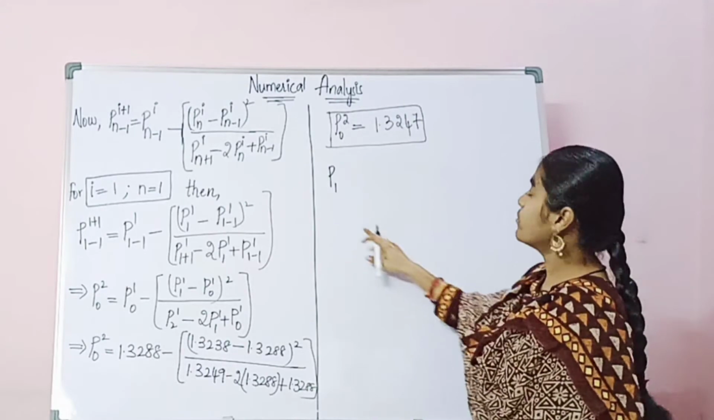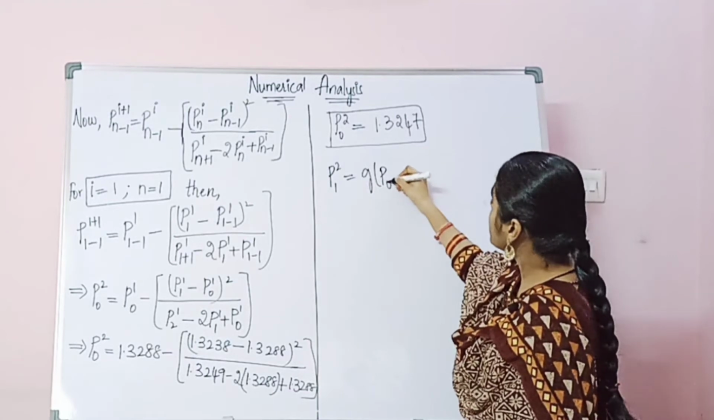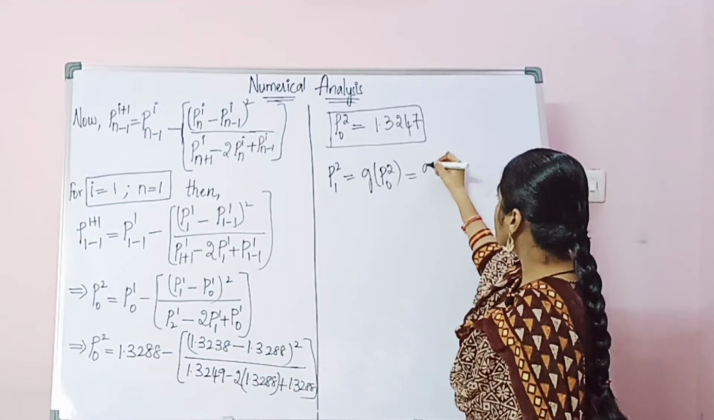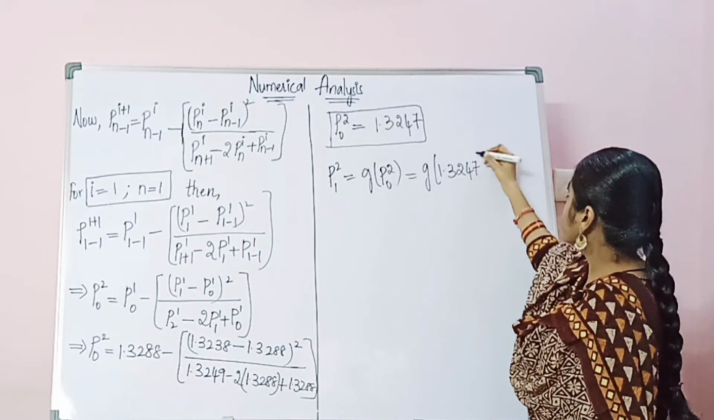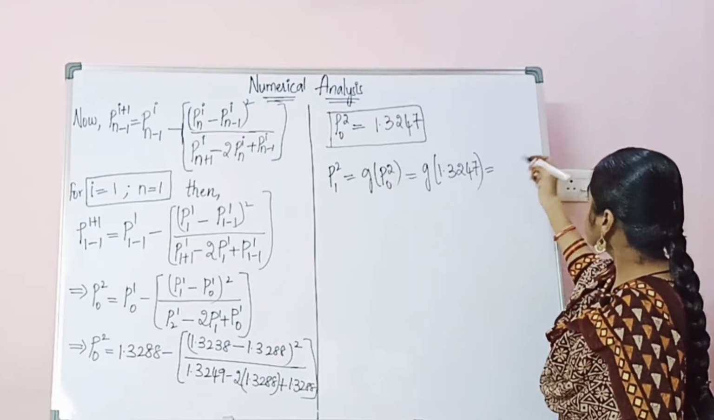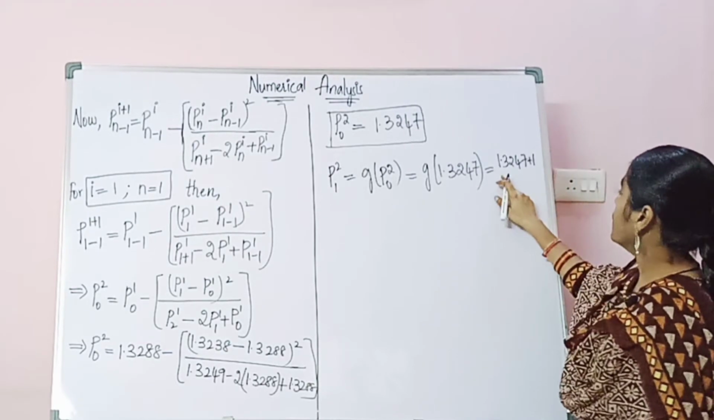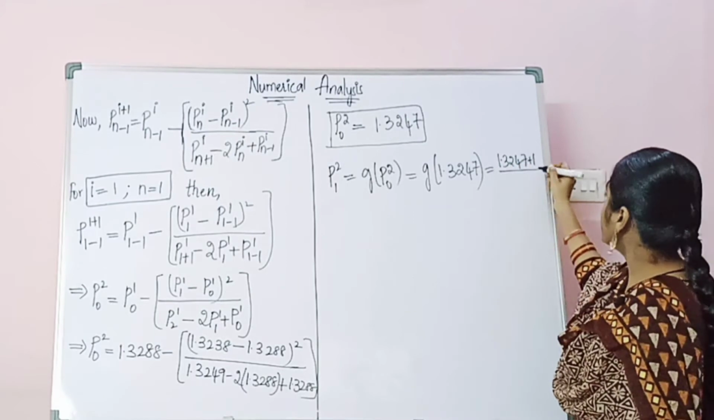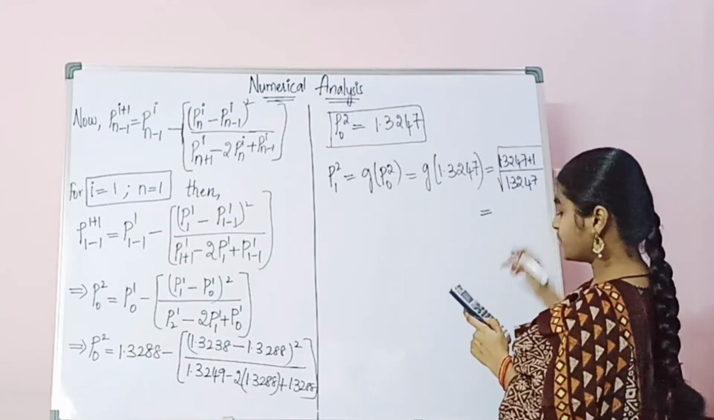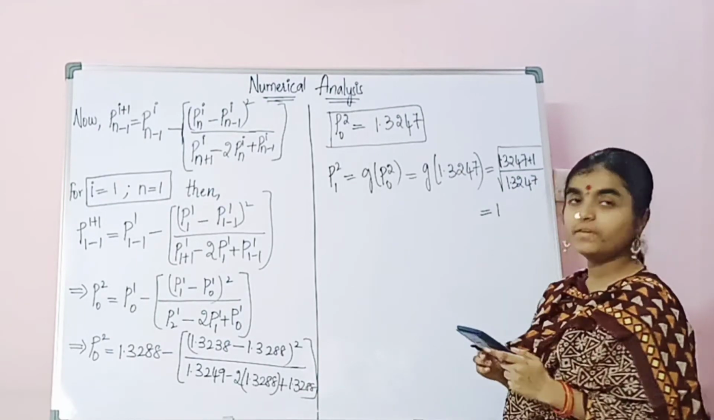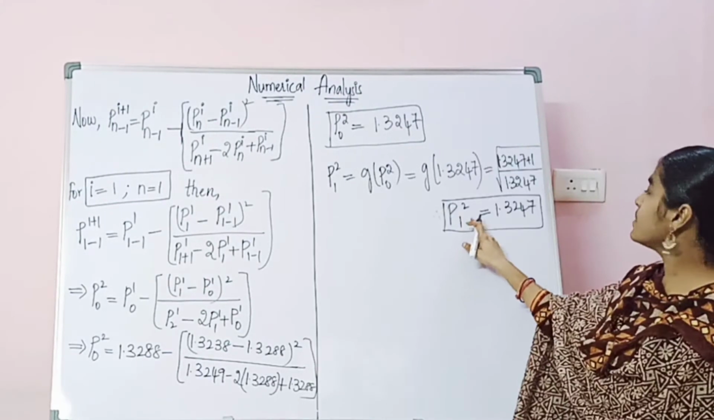Next, what we have to find? P1 square equals G of P0 square. The value of P0 square is 1.3247. Now we have to substitute this again in G of x: 1.3247 plus 1 by root of 1.3247. After calculating, the answer is 1.3247. Therefore, P1 square equals 1.3247.